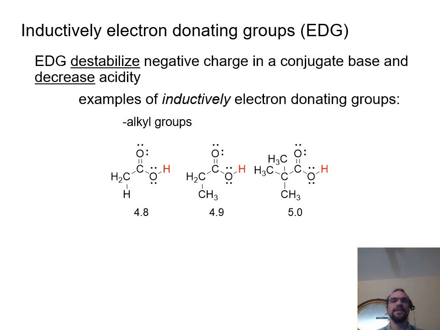So let's talk for a second here about inductively electron donating groups. Electron donating groups destabilize negative charge in the conjugate base and decrease acidity. The main example of inductively electron donating groups are alkyl groups. So here's an example where we have acetic acid, and then we have propanoic acid, where there's a methyl group. And here on the right is pivalic acid.